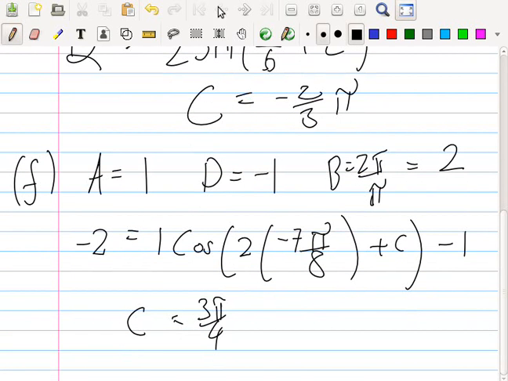I need to go to a new page. Right, finally now G. What's the height in G? Are you sure? 3. And how high should a cosine graph normally be? 2. So how many times bigger is it? 3 over 2.